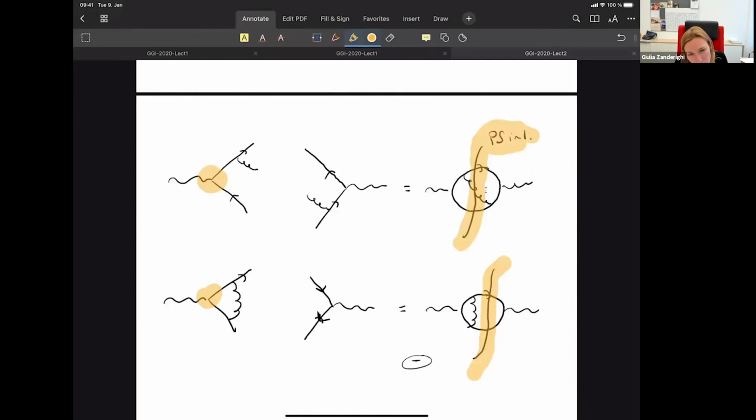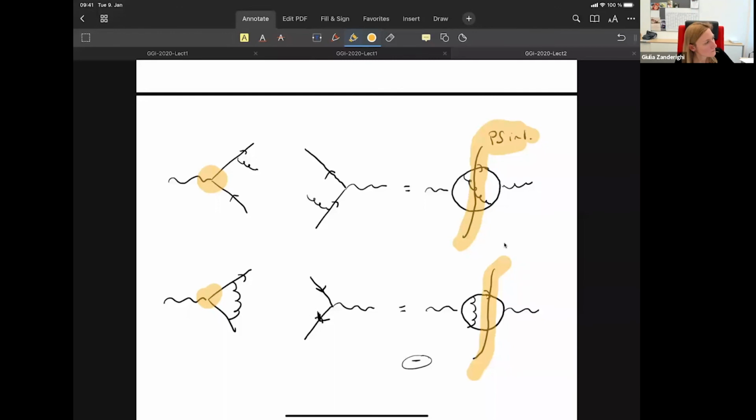This is a question from Hector. Well, I have to say that I don't know what this is. The answer is no, it doesn't. Ah, okay. So what is this? A naive exponentiation of the... I mean, the improvement of Bloch-Nordsieck is the first general result of exponentiation in QED. It's from the 60s, 70s. And it's based on Ward identities in QED. The structure of QCD is very different, and that doesn't work in the same way.